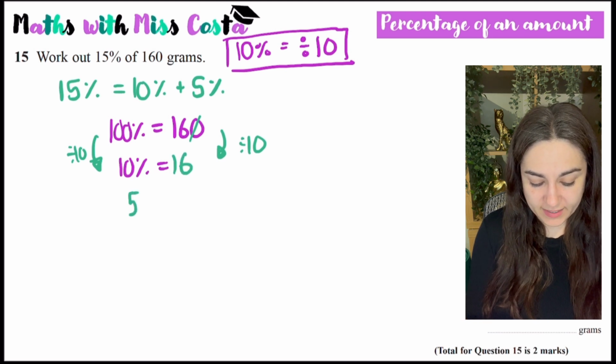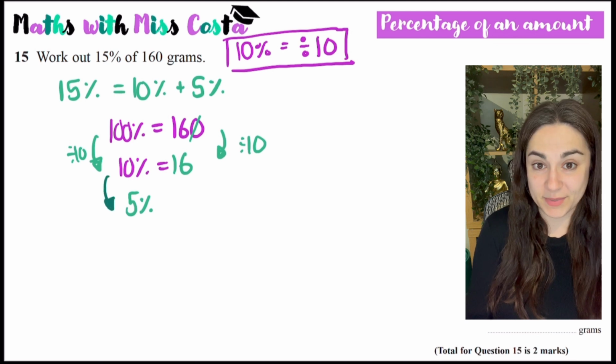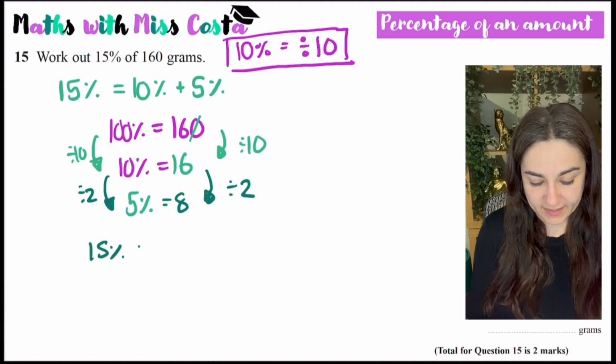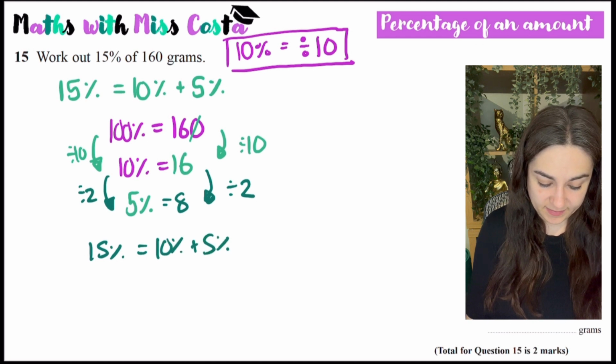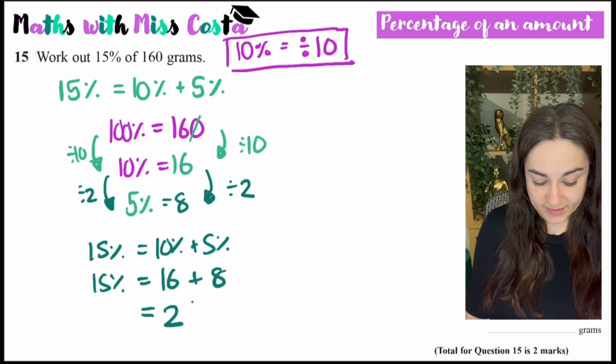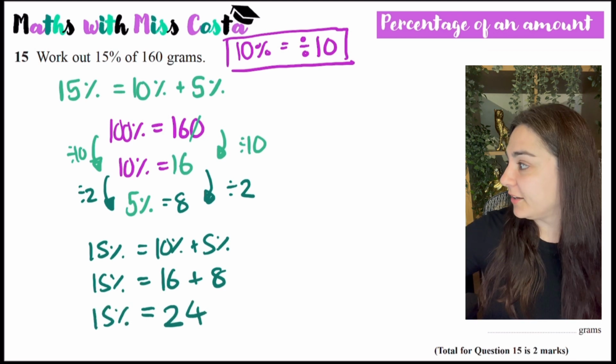And then if I know what 10% is, I could work out 5%, because how do I get from 10 to 5? I divide by 2. So I need to do the same over here. 16 divided by 2 is 8. So I know that 15% is 10% plus 5%, and I've worked out that 10% is equal to 16 and 5% is equal to 8. And 16 plus 8 is 24. Therefore, 15% of 160 grams is 24.